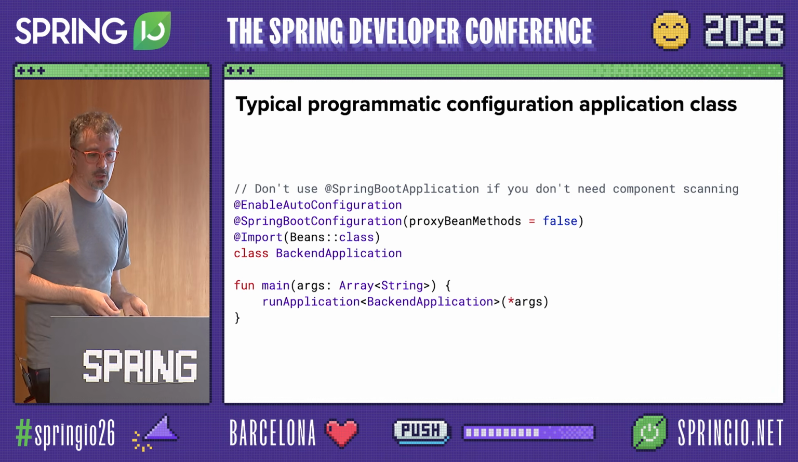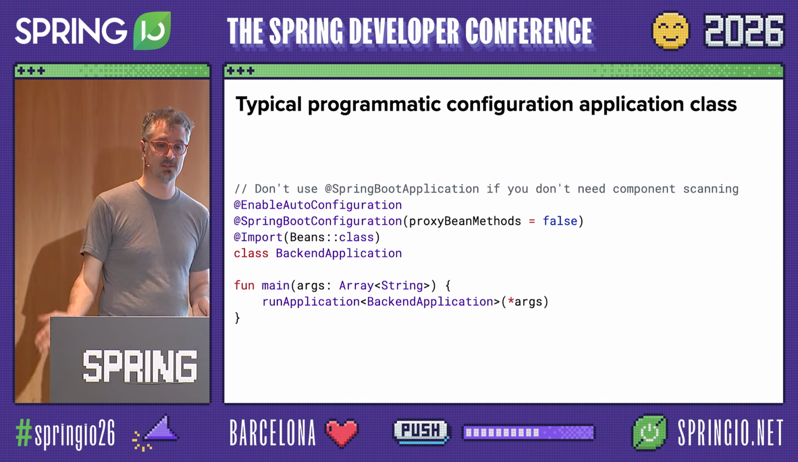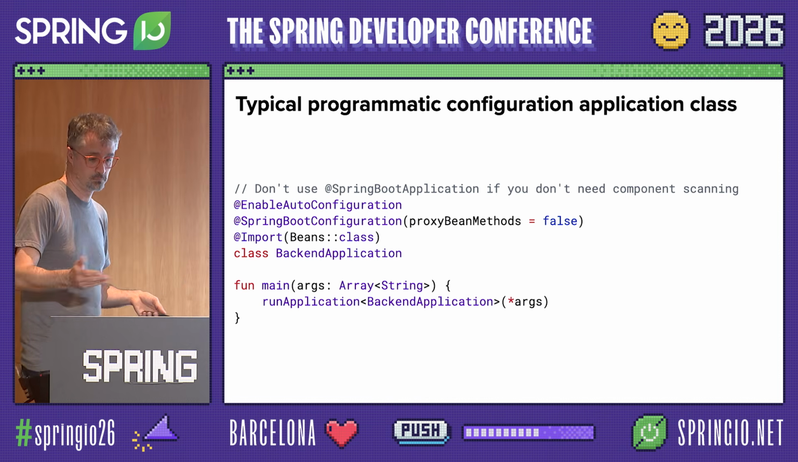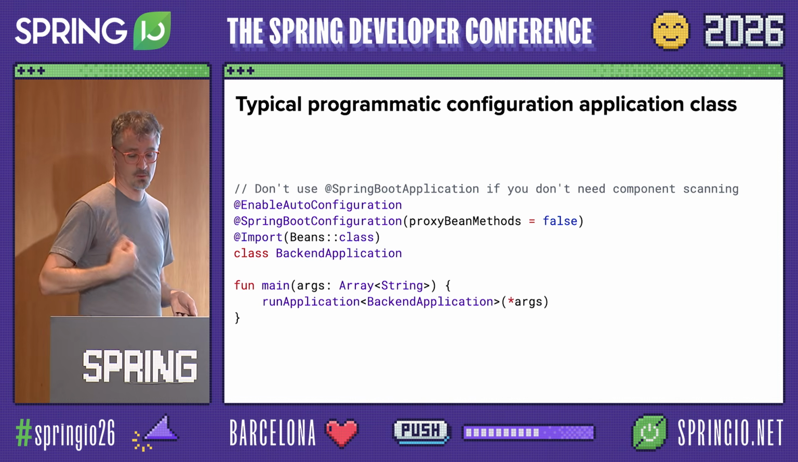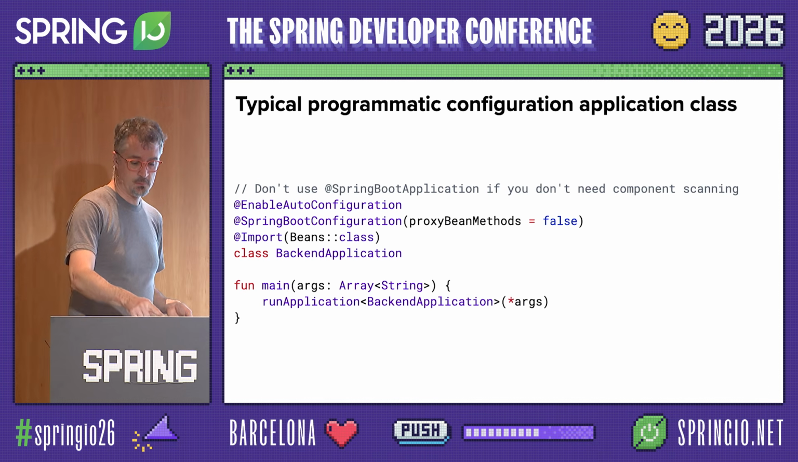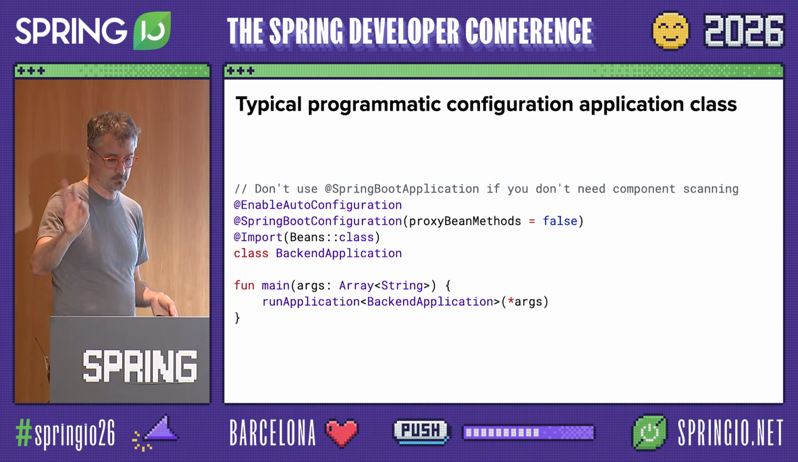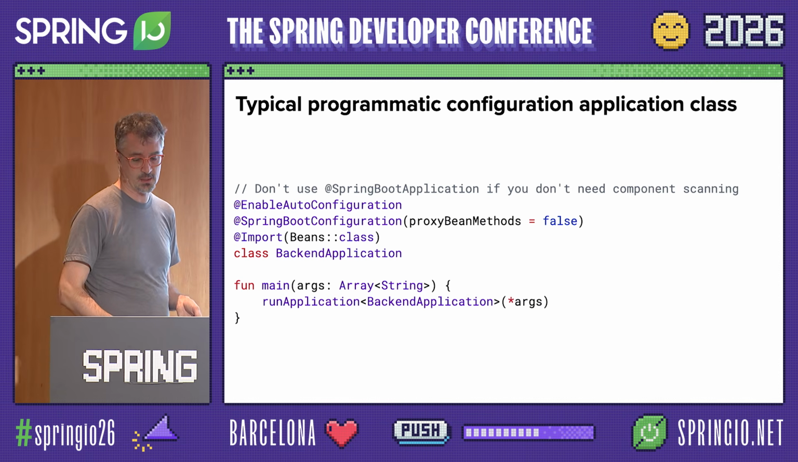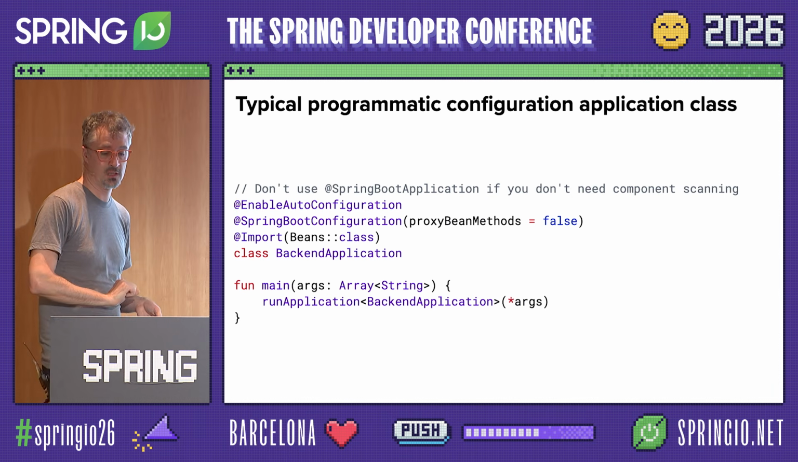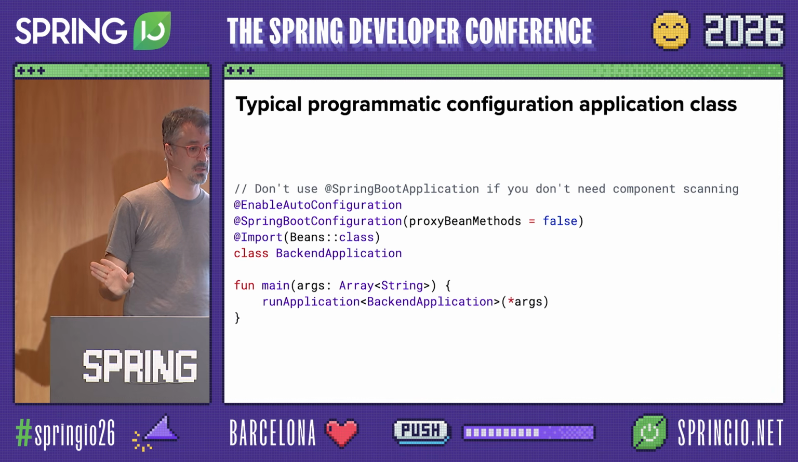So usually, a Spring Boot application annotation involves some component scanning that is not needed for a pure DSL-based programmatic configuration. So usually, @SpringBootApplication is meta-annotated with the annotation that is triggering the scanning, @EnableAutoConfiguration, and @SpringBootConfiguration. Here, I'm just using @EnableAutoConfiguration and @SpringBootConfiguration to not do any component scanning at startup.